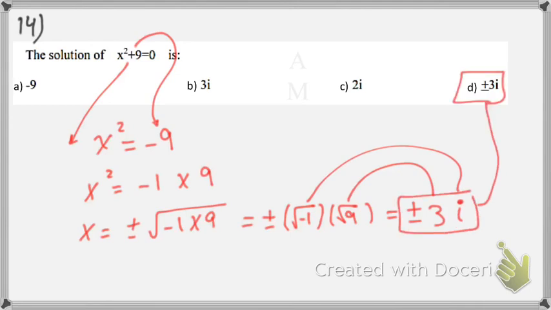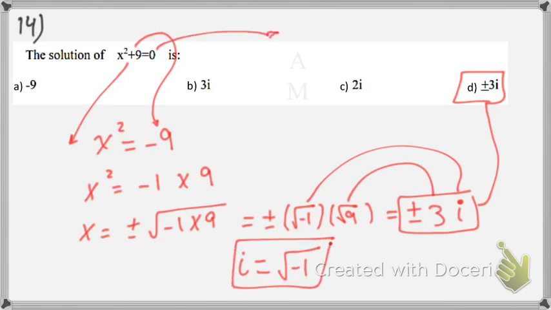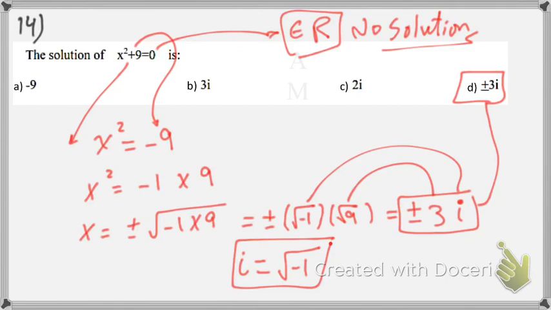So the answer is D. Don't forget that i is equal to root of negative 1. And if this question belongs to R, there is no solution, if the solution set belongs to R.